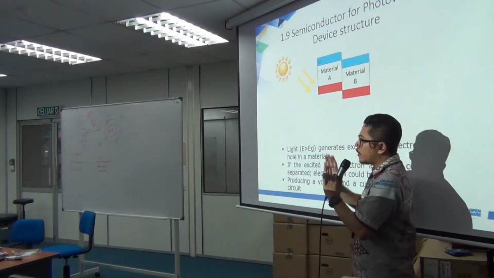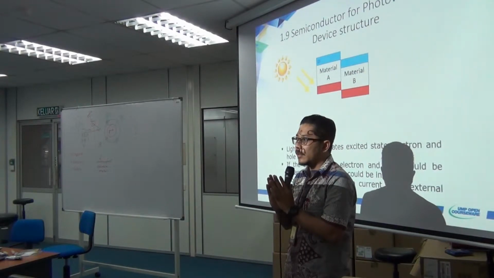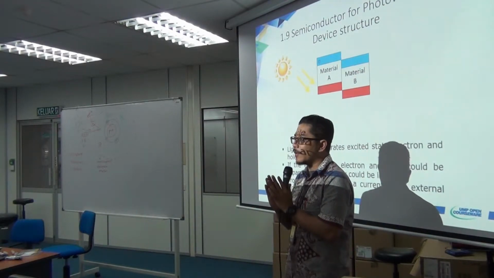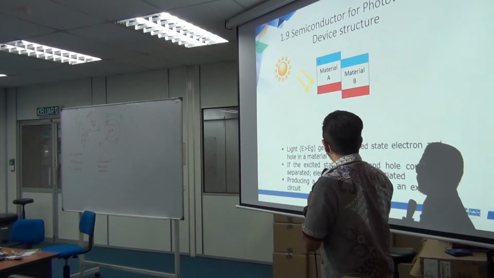So basically we have material A, material B, we make a PN junction. We will revise PN junction in this course.